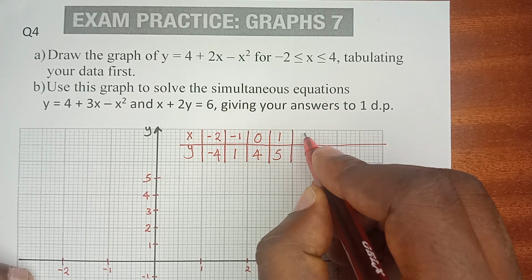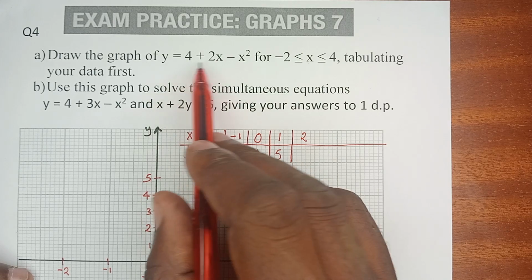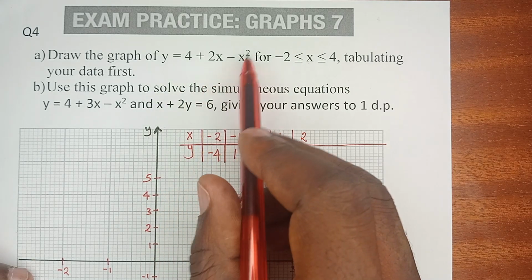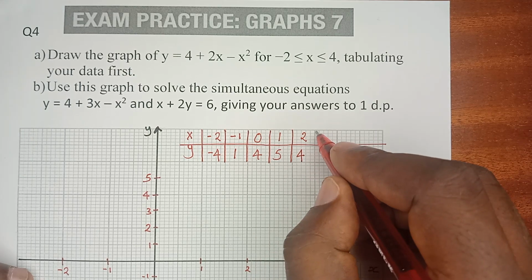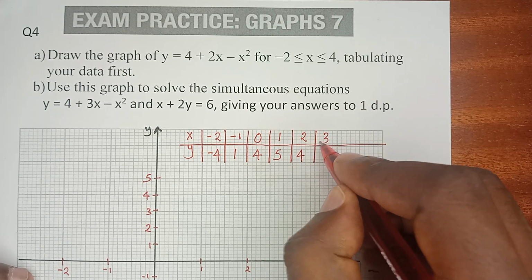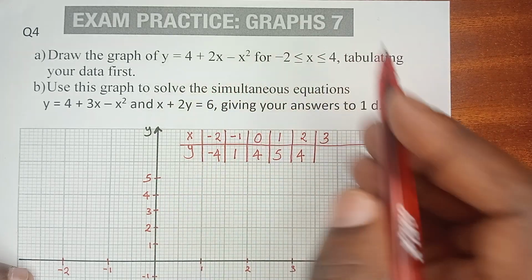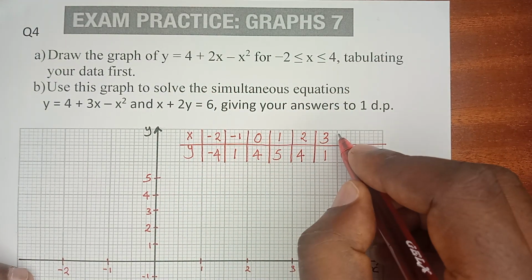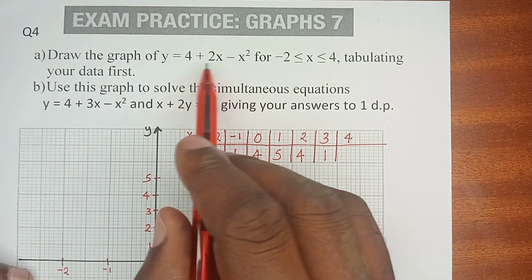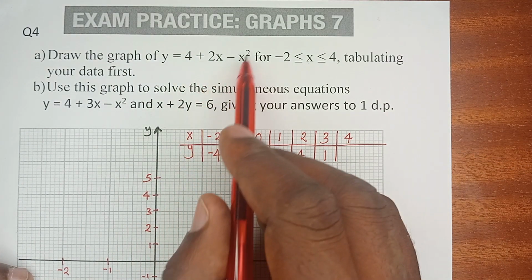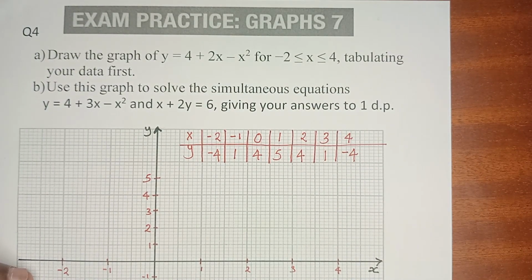When x is 2, we have 4 plus 2 times 2 is 4. 4 plus 4 is 8. 8 minus 4 is another 4. When x is 3, we have 4 plus 6, that is 10. 10 minus 9 is 1. When x is finally 4, 4 plus 8, that is 12. 12 minus 16 is minus 4.